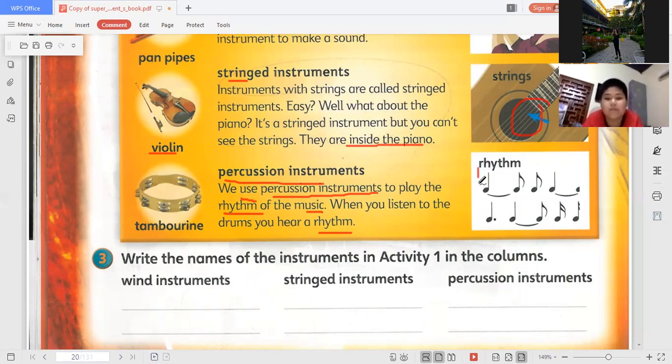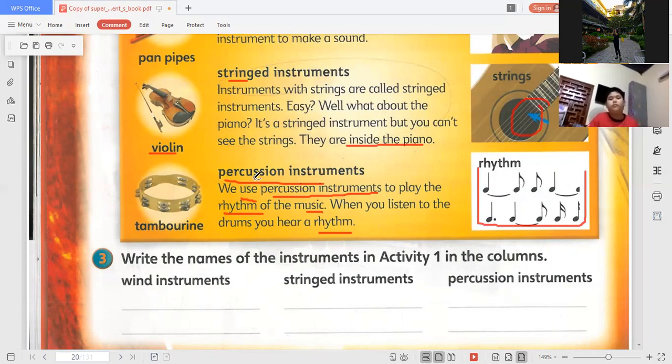These are examples of rhythm. So for example, the drums. What's the sound of a drum? Do you know what the sound of the drum is? A drum is very loud, right? When you play the drum, it's loud. Two, two, two, two, something like that. You don't play drums, right? But when you hear the rhythm of a drum, we call it percussion.